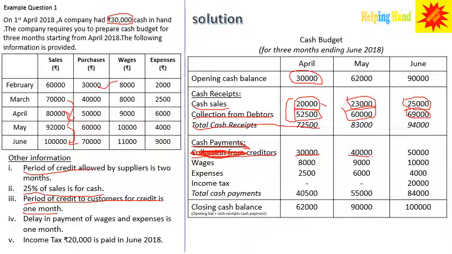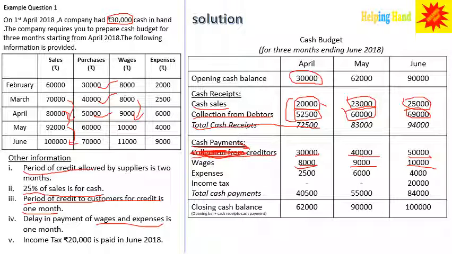Then we have 40,000 for the month of March, which is paid in the month of May. Then we have 50,000, which is paid in the month of June. April's expenditure, that is, which is paid in the month of June. Next we have wages. So wages, we have 1 month delay, right? So 88,000 first month, that is April, 9,000 for the month of May, and 10,000 for the month of June, because May's expense will be paid in June, April's will be paid in May, and March's will be paid in April. The same thing applies for expenses as well.